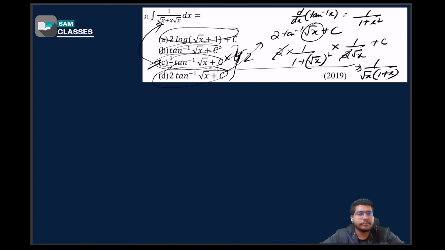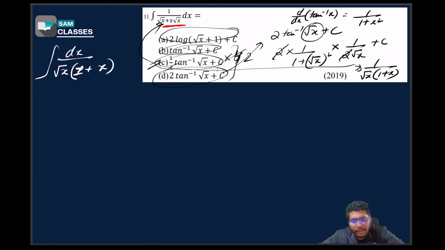Now what if I know a bit of integration? Let's solve it by the integration method. Okay. So for that, let's see. Integration dx by, now from here, student, what can you take common? Root x you can take common. So take root x common. So root x into, x into 1 plus, it will be what? x.